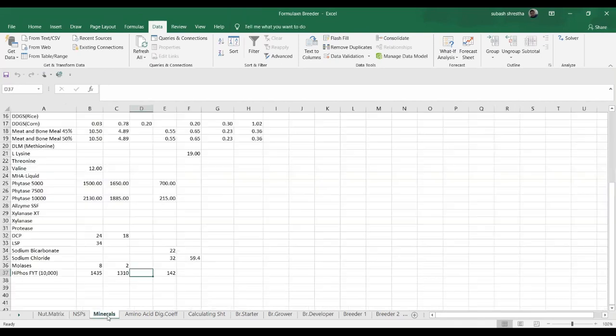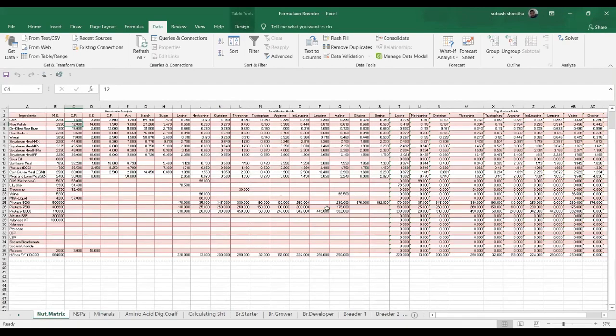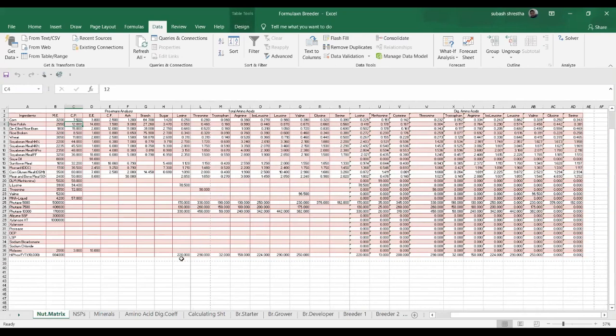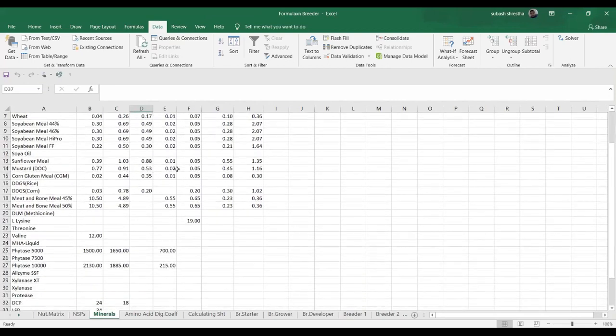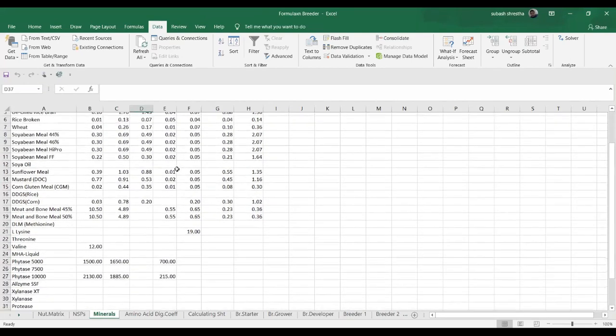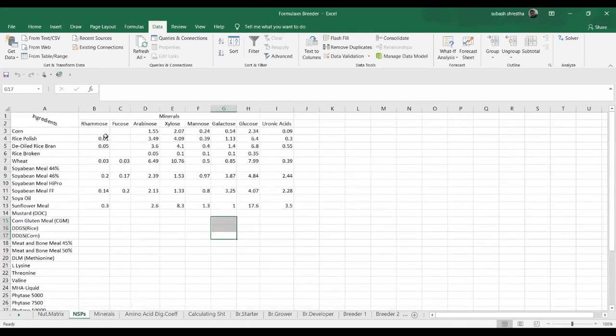And I made a separate sheet for the minerals. It made a bigger page, going beyond the screen, so that's why I made them separate: a page with separate data for the minerals only. And NSP means how much NSP my feed contains. I have made that data also so that it will be easier for me to analyze the kind of NSPs and the amount of NSPs I'm getting in my feed.